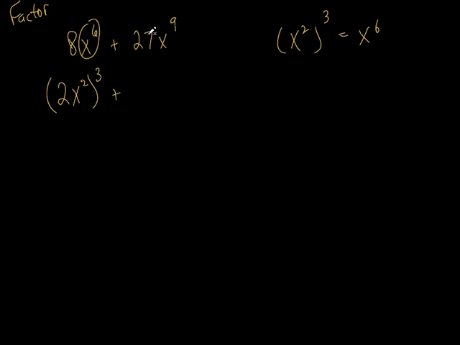What about this one over here? What's being cubed to give you 27? 3. 3 cubed is 27. That's right. Is there something that's being cubed to give you x to the 9th? Watch. Is there something being cubed that will give you x to the what? How about x cubed, right? Because remember the rule? Power taken to another power, you multiply them together. So that would be x cubed. So this would be 3x cubed, and that would be cubed.